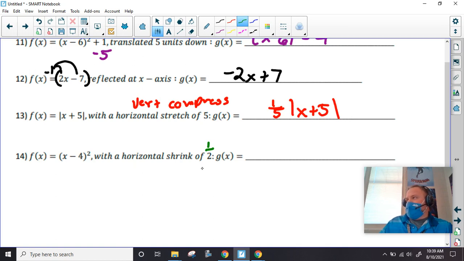All right, so what's the reciprocal of 1/2? 2. So we just put a 2 right here. Okay, are we good here? Do we need to stay a little bit longer? Any more questions?